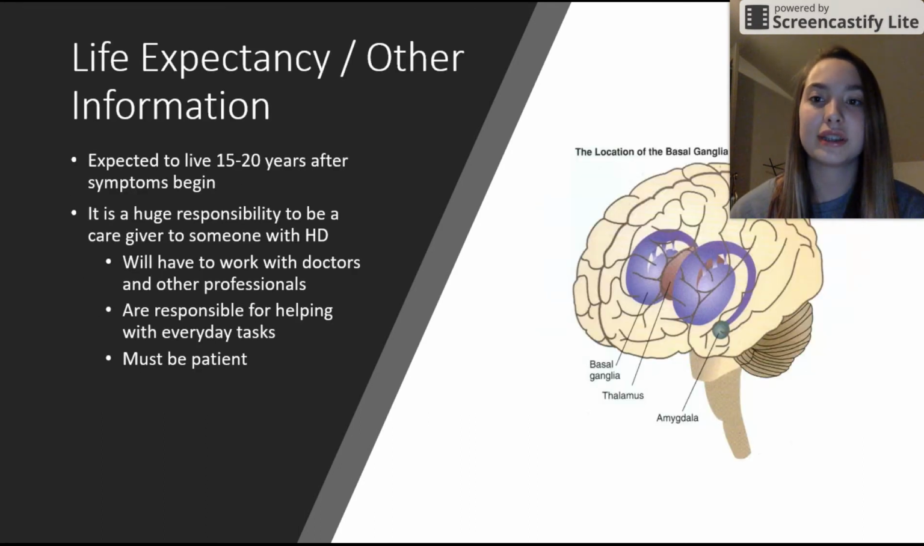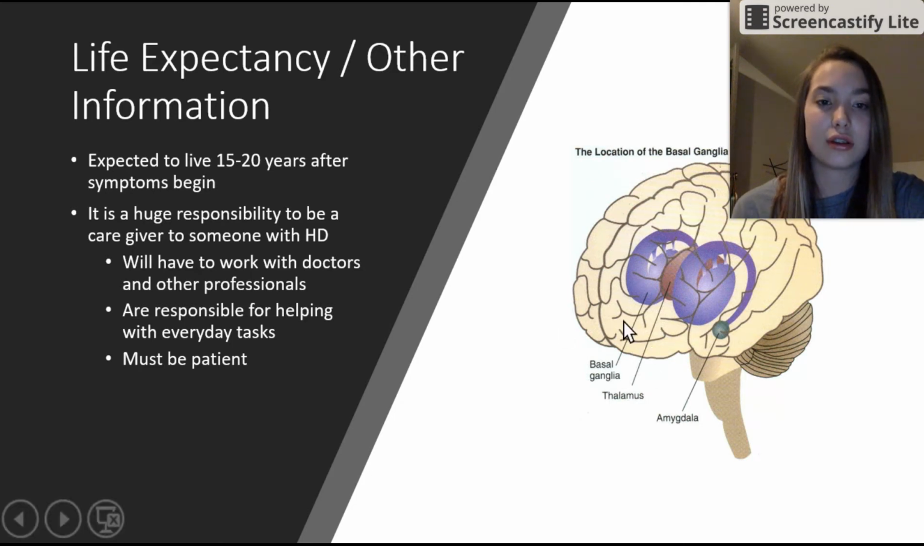The life expectancy and some other information. Once symptoms begin, it is expected for someone to live 15 to 20 years. This is the brain affected, as I hinted to earlier. The location of Huntington's disease is in the basal ganglia of a human brain, as you can see here.